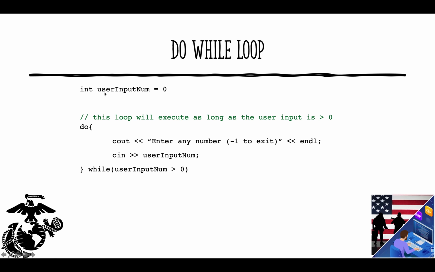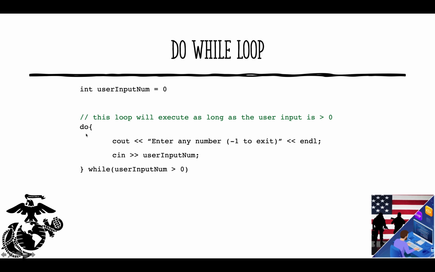We did the same thing as before. So int user input num equals 0. And then we do a do while loop. We're telling the user to enter any number, -1 to exit, and then we're telling the user to input their number into user input num. And it's saying while user input num is greater than 0. So as long as they enter a number greater than 0, it will continue to do this block of code.